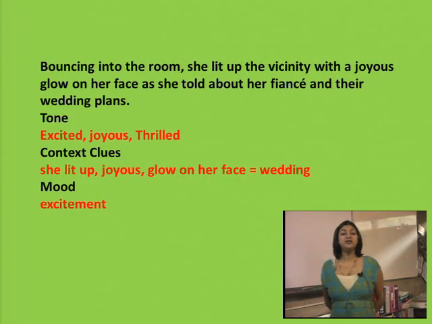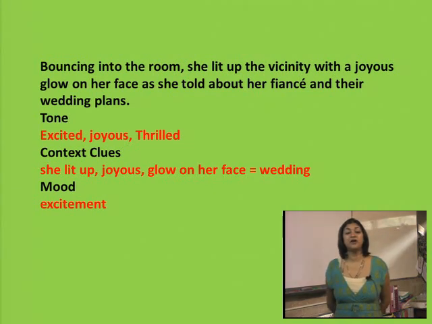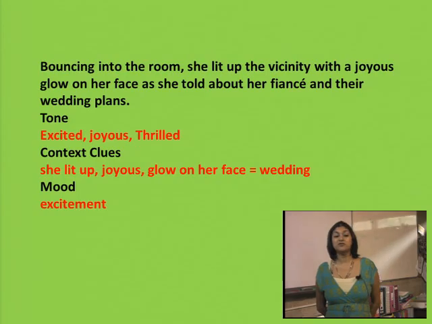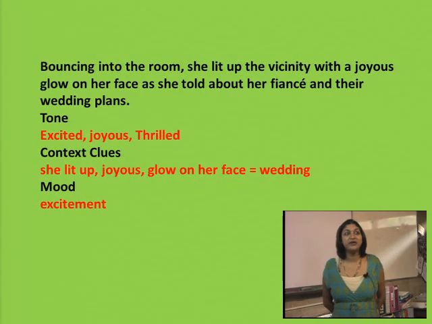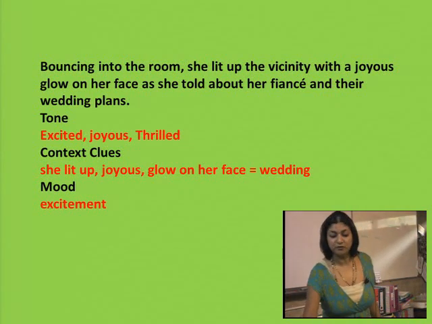Bouncing into the room, she lit up the vicinity with a joyous glow on her face as she spoke about her fiancé and their wedding plans. The tone is excited, joyous, thrilled. You can imagine this person speaking about the fiancé and the wedding plans. There's a good chance if she's getting married that she's happy about it. Context clues. What words tell us this? She lit up, joyous, glow on her face. All of these words kind of go with wedding. So that's the context of it and suggests that she's excited. And the mood then would be a mood of excitement because you can imagine her coming into the room and everybody is feeling excited with her. There's another one for you.